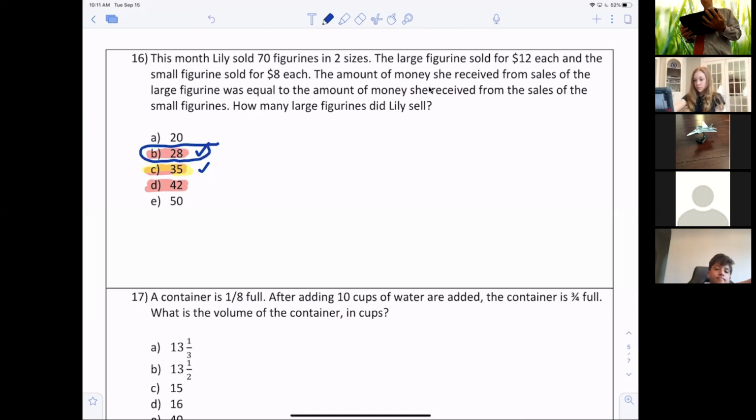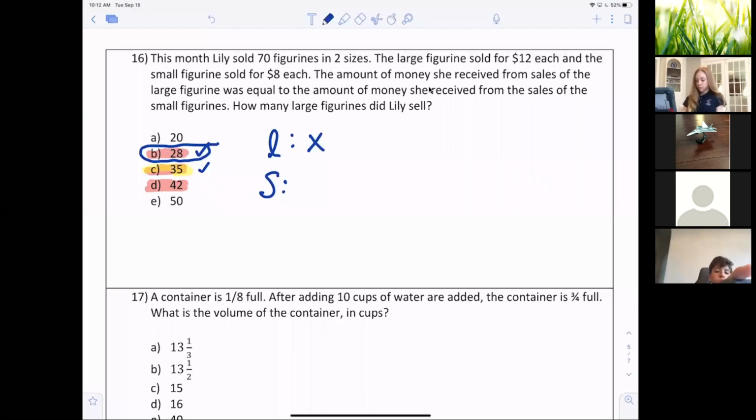All right, now, again, this one is tricky. So let's talk about it. This month, Lily sold 70 figurines in 2 sizes. The large and the what? The large and small. So everybody should have large and small. How many large ones did we sell? We don't know. So if we sold x large, how many smalls did we sell?